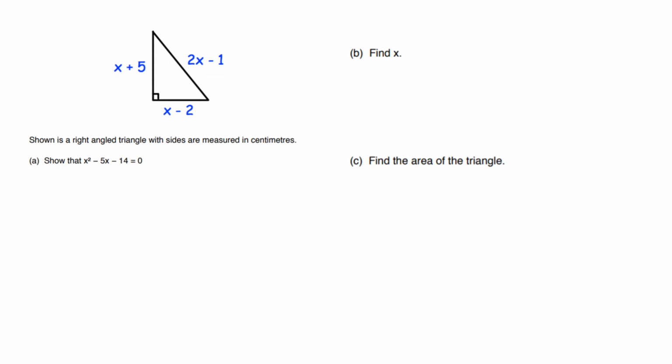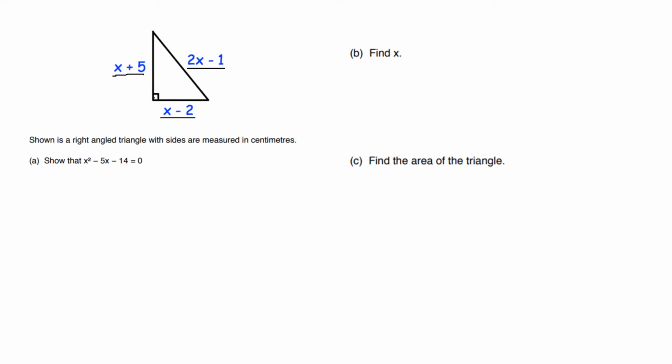Here we've got a right angle triangle and we've got sides measured in centimetres, but all of the side lengths are given in terms of x. And we need to show that x squared minus 5x minus 14 is equal to 0. So we're going to use Pythagoras' theorem. So we're going to square and add the two shorter sides. We're going to put that as equal to the square of the hypotenuse.